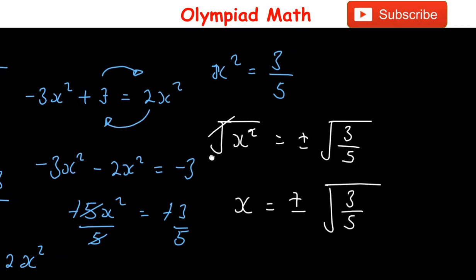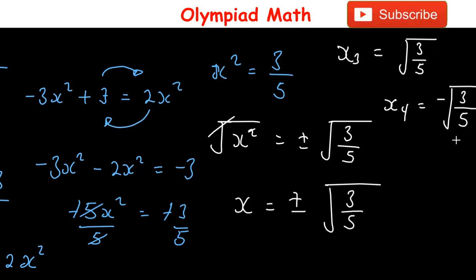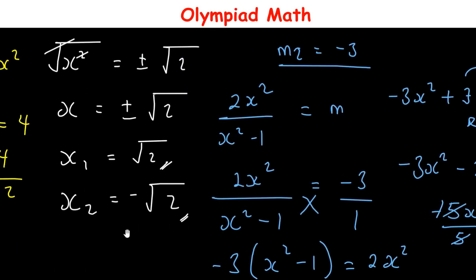Such that with this, we then have the third solution of x, x3, equal to plus square root of 3 over 5, and x4 equal to minus square root of 3 over 5. So these are x3, x4, and we have x1, x2.